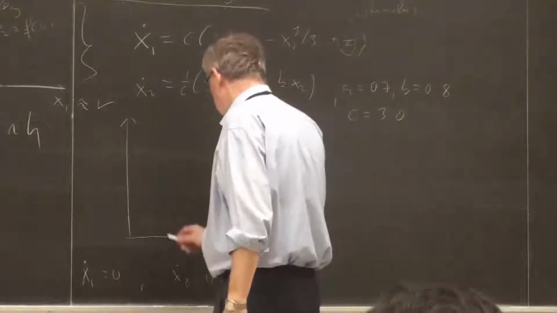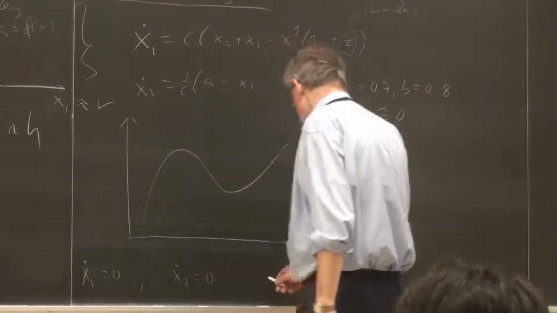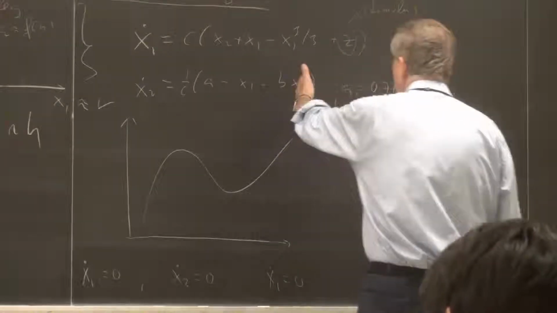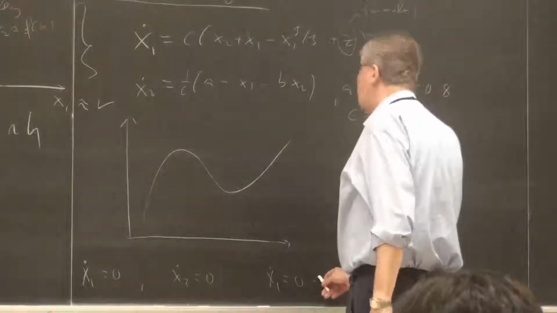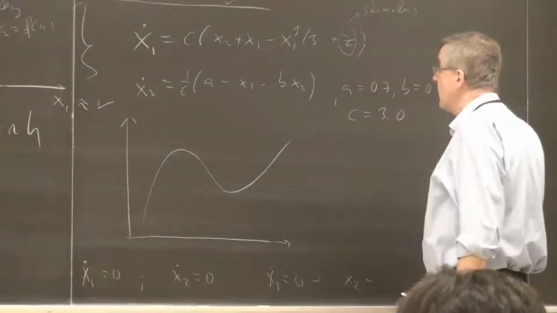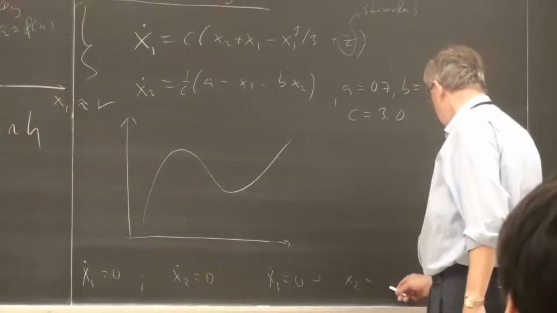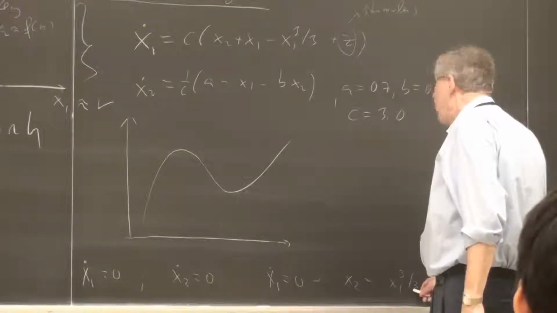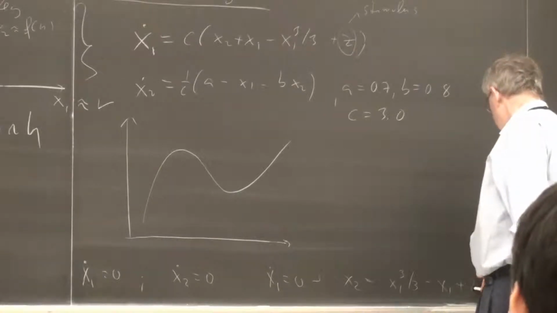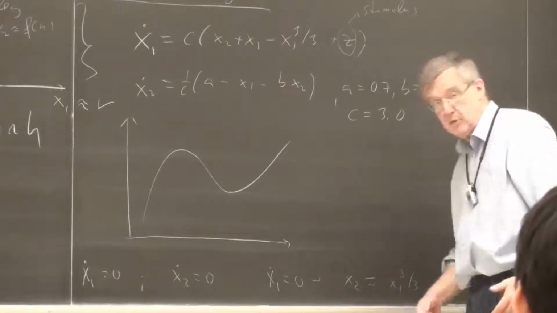If we solve this, we find that x1 dot equals 0 gives us a cubic equation. We can divide out c and write x2 is equal to x1 cubed over 3 minus x1 plus z. So z lifts the curve.